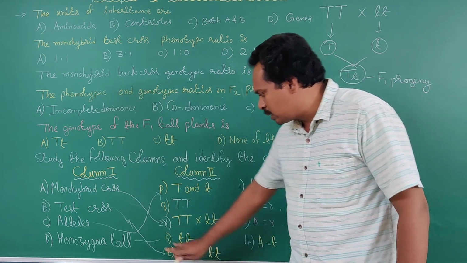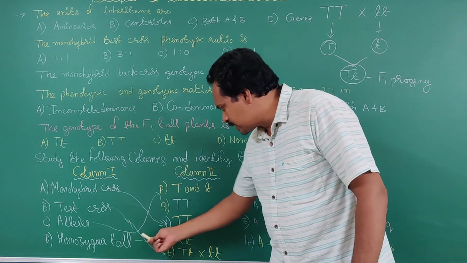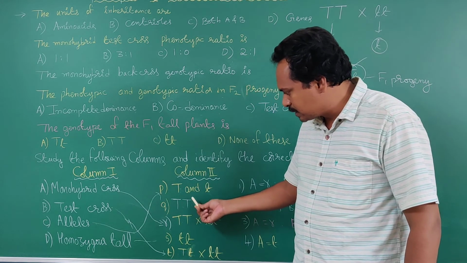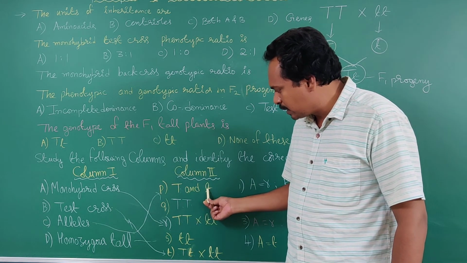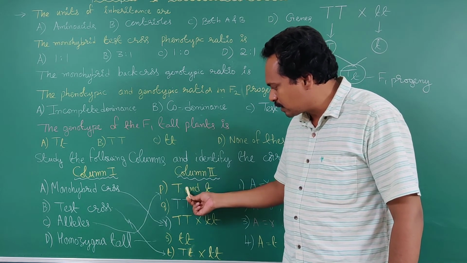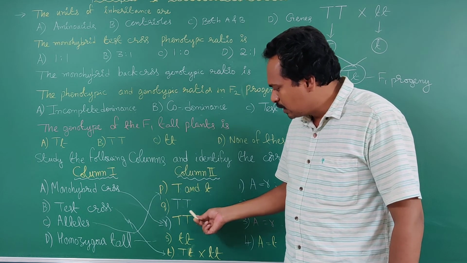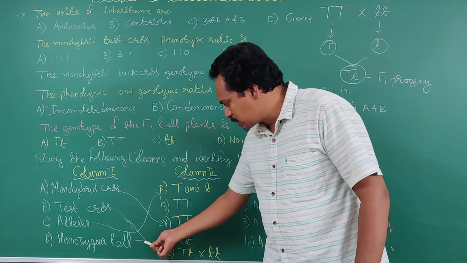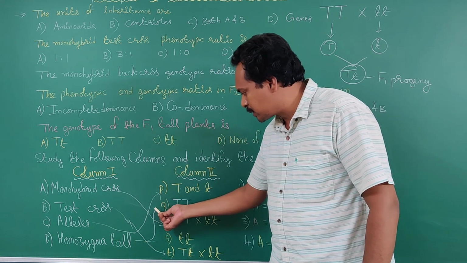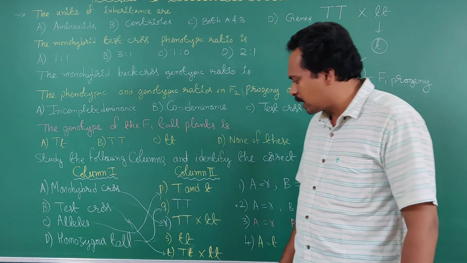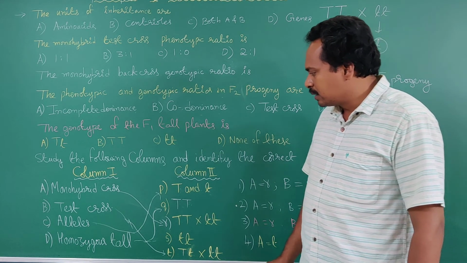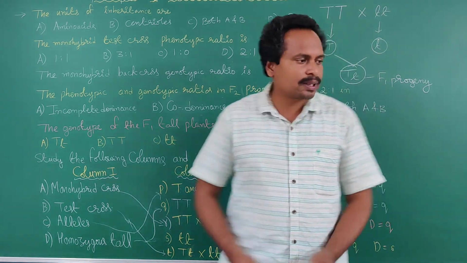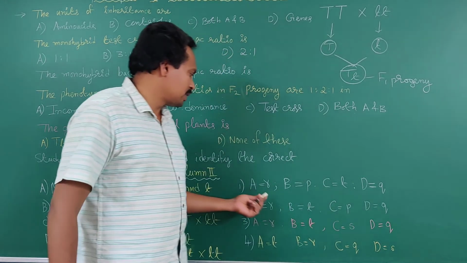Next, homozygous tall. Homozygous tall plant. Capital T and small t is not homozygous, it is heterozygous; that's alleles. Whereas Q is capital T capital T, so the homozygous tall pea plant genotype is capital T capital T. Okay? Then which option is the correct answer among the given options?